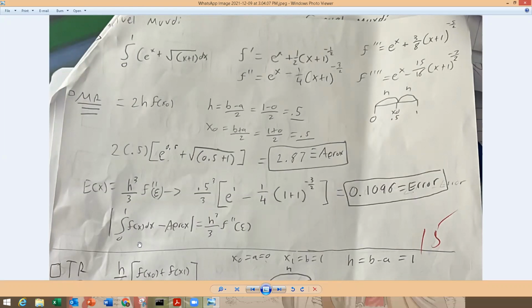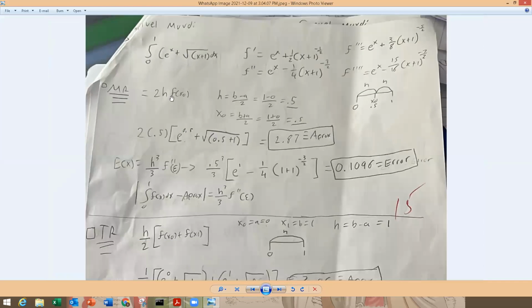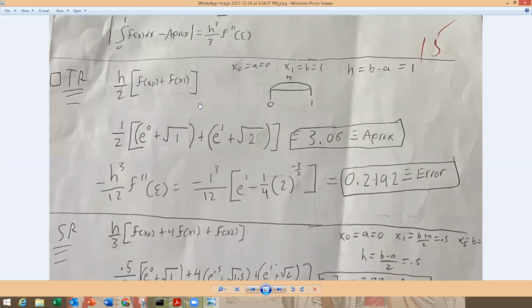Now to check my work, what I did during the test was this. I actually calculated the integral using my calculator. And then what I did was I subtracted my approximation by the error, and I got something close to this. Because if you look at the actual formula, if you subtract the error from the approximation, it should in fact give you something close to this. That's just to check your work, make sure you're accurate.